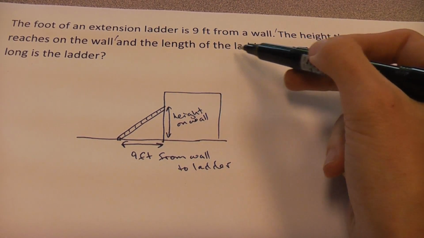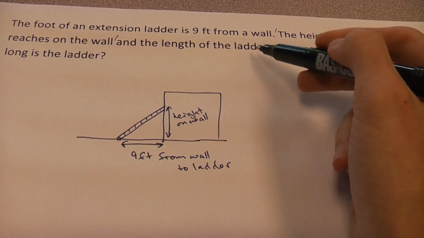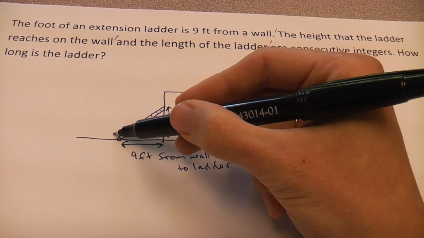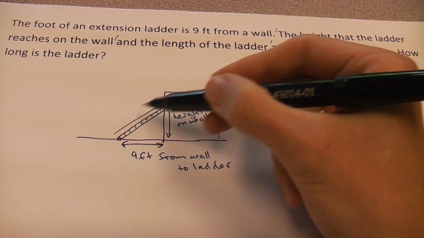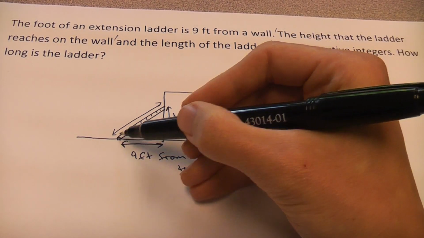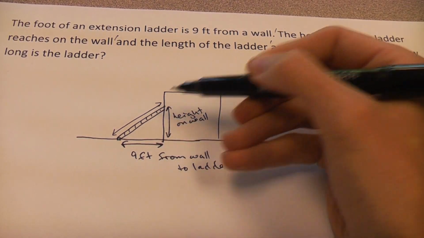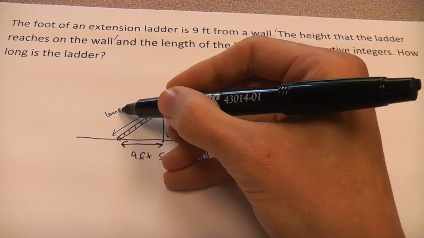and the length of the ladder. So the height that the ladder reaches on the wall and the length of the ladder, well, that's this right here. We don't know anything about the height and the length yet, but we at least know that they're going to be important. The length of the ladder, that's the actual ladder itself.